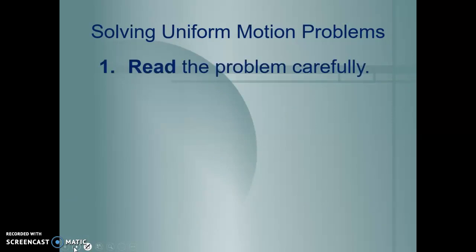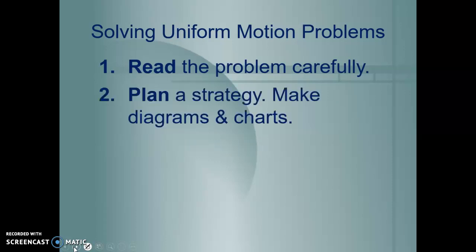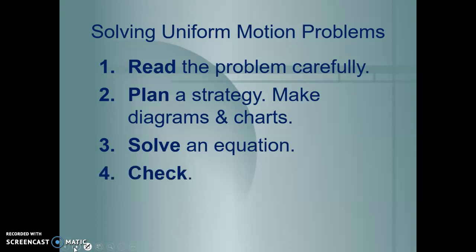When solving uniform motion problems, be careful to read the problems carefully to identify what it is that you know and what you don't know. Then plan a strategy. Make diagrams and charts. For most of these problems, we're going to create a chart and plug in what we know in the formula. Then we'll create an equation based on what we know and solve that equation for our unknown variable. The last thing that we'll do is check. We can plug that number back into our original equations and make sure that it works for both the junior high and that high school group.